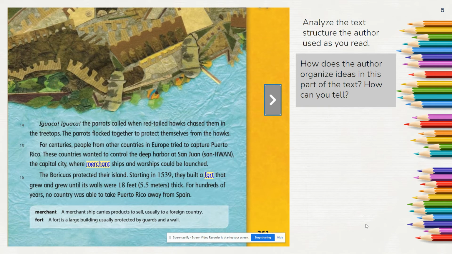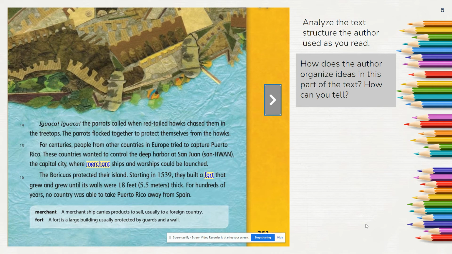Well, think about that. The author has organized these ideas in the text as a problem and solution text structure. If you answered problem and solution, you're correct. Give yourself a pat on the back. The reason we can tell this is because the author describes the problems of the parrots and the boricuas and then explains the solutions that they tried. This is how we know that the author used problem solution text structure.